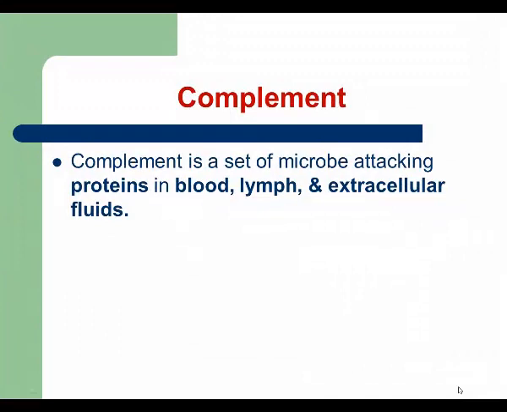The next part of the second line of defense, or innate immunity, is the complement system. Complement is a set of microbe-attacking proteins that can be found in the bloodstream, lymphatic circulation, and extracellular fluids. In order for the complement system to start working, it has to be activated. When activated, the complement system plays several important roles in both the innate and adaptive immune responses.